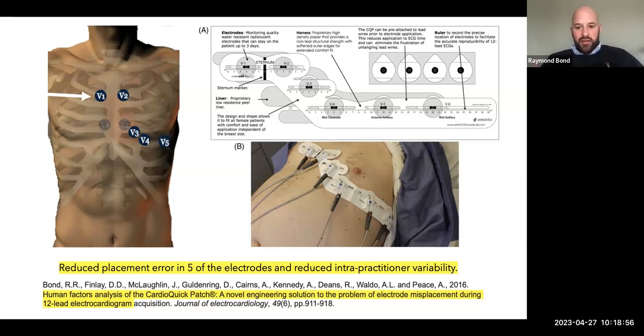One way is through hardware design, and there was a company that developed the CardioQuick patch, which is a paper-based set of 6 electrodes that you place on the chest, and it confines where you can actually put these electrodes. In our research, it improved the electrode placement of 5 electrodes, but also reduced the intra-practitioner variability. That is, if a healthcare professional places electrodes onto a patient model, and then places the electrodes onto the same patient a week later or 20 minutes later, then you're likely to be much more consistent in your electrode placement, which is important for things like serial comparison and ECG interpretation.